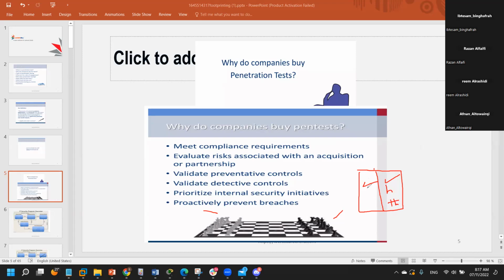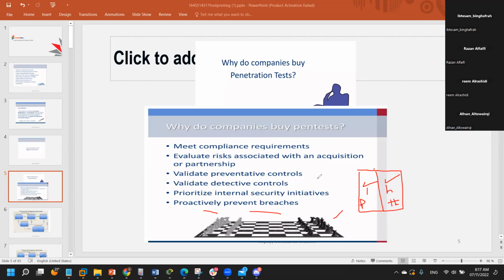On the other side, we're doing vulnerability hunting, and this is what the penetration testers are doing. They try to find vulnerabilities and compromise them before the bad guys, so they can give you a recommendation on how to fix it. So being proactive is very important. You also need to validate detective controls and preventive controls.